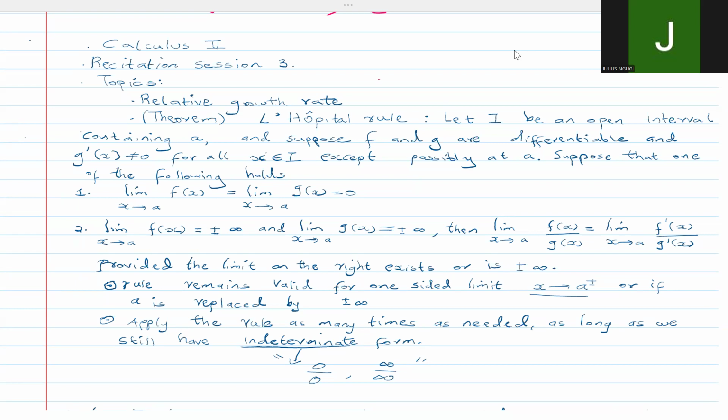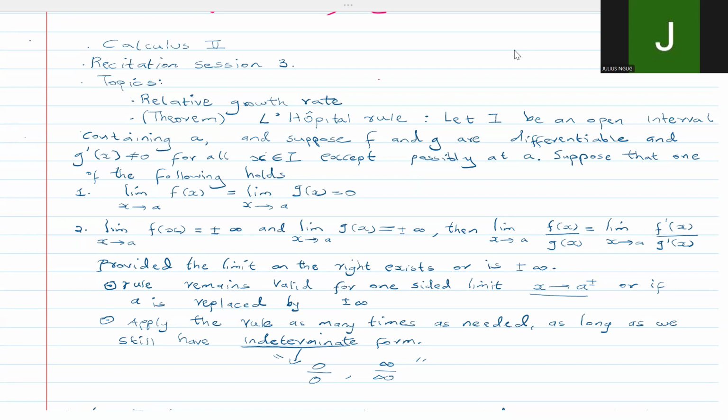Let I be an interval containing a point a, and we suppose that functions f and g are differentiable, and the derivative of g is not equal to 0 for all x in the interval, except possibly at a. Then we suppose that one of the following holds.